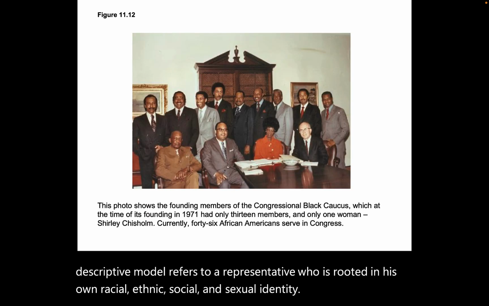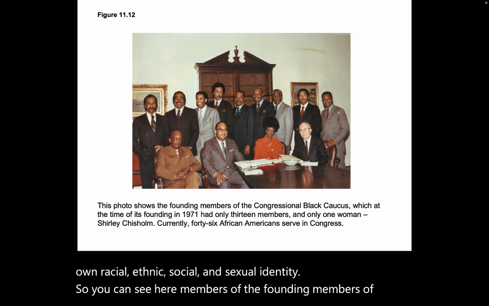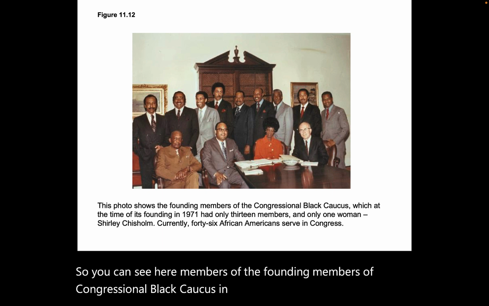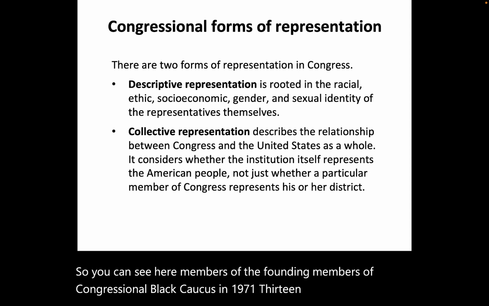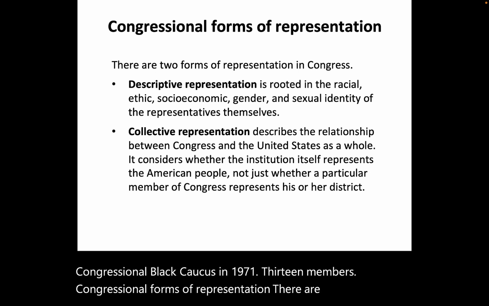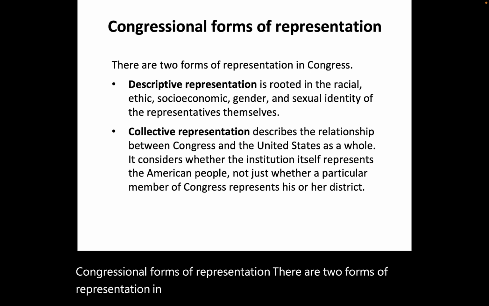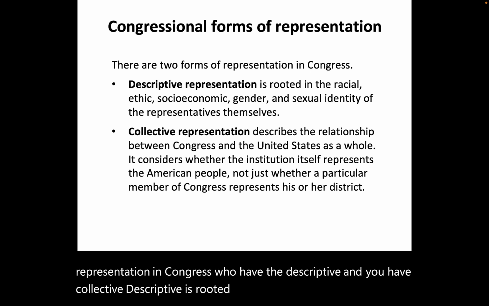So you can see here the founding members of the Congressional Black Caucus in 1971, 13 members. Congressional forms of representation. There are 2 forms of representation in Congress. You have the descriptive and you have collective. Descriptive is rooted in the racial, ethnic, social, gender, and sexual identity of representatives themselves.